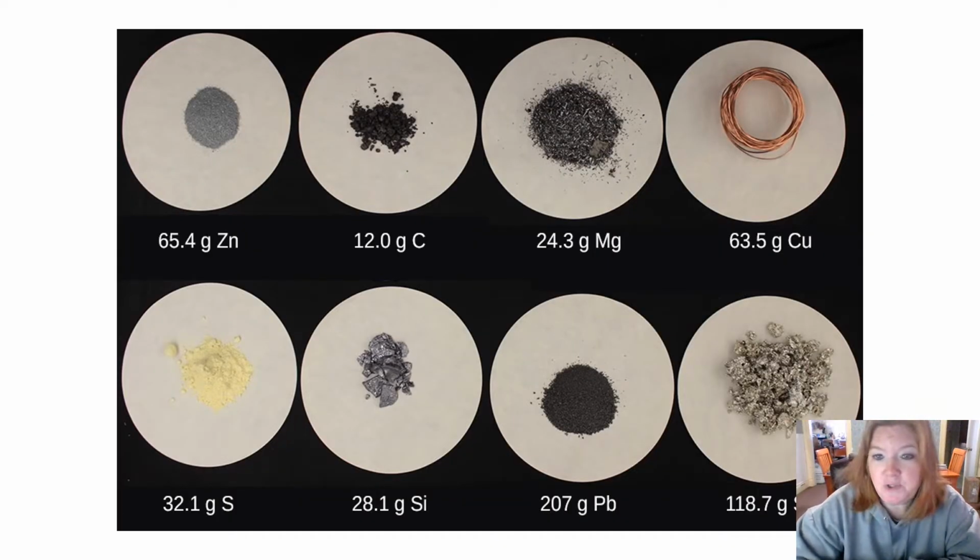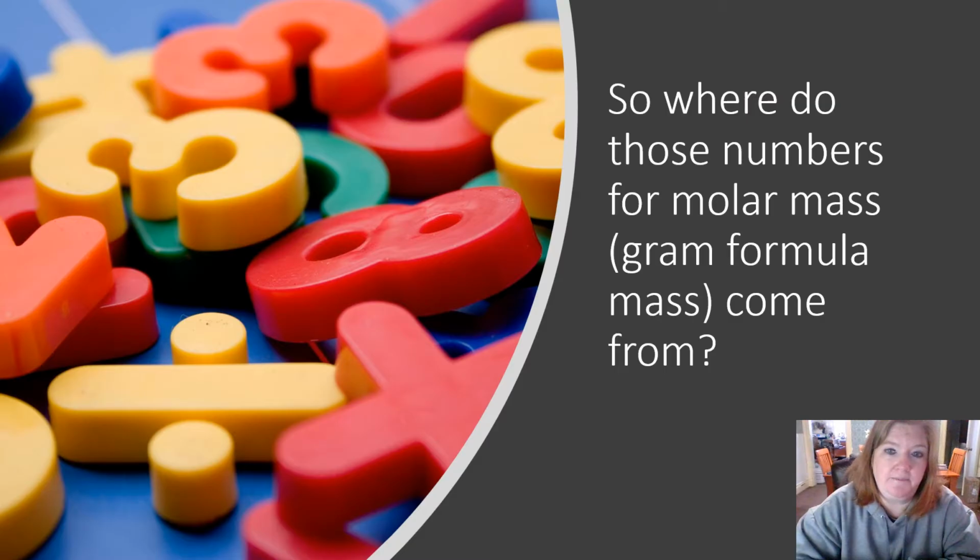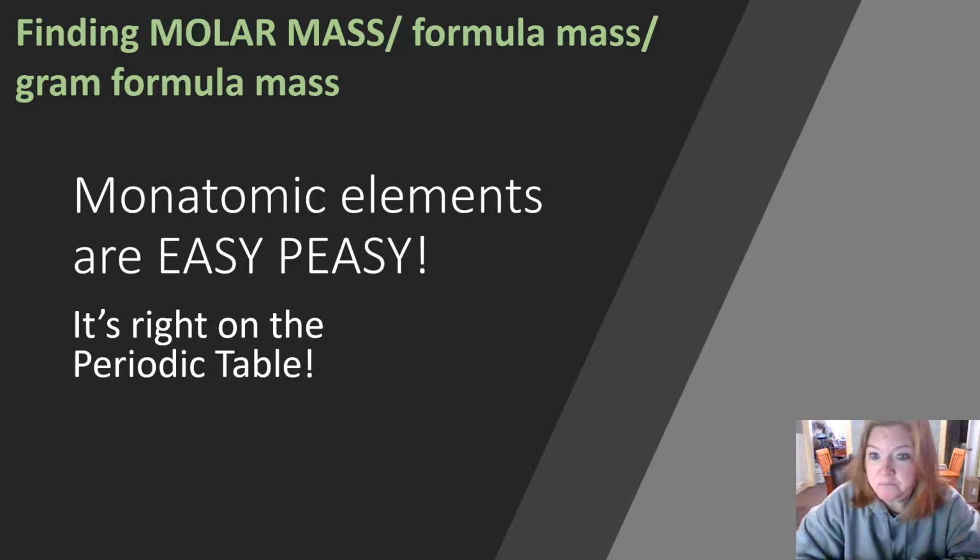Here are some other examples you can see based on amount, based on mass, different elements, different substances are going to have a different molar mass, a different gram formula mass, a different formula mass. So where do those numbers for molar mass, the gram formula mass, the formula mass come from? Well, for monatomic elements, it's easy peasy. It's literally right on the periodic table. So finding the molar mass, the formula mass, the gram formula mass for simply a monatomic element, like this.